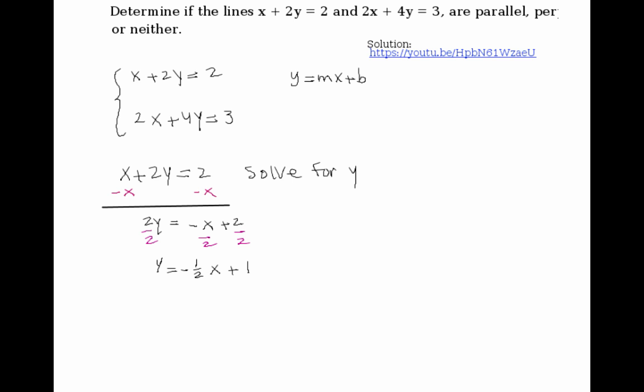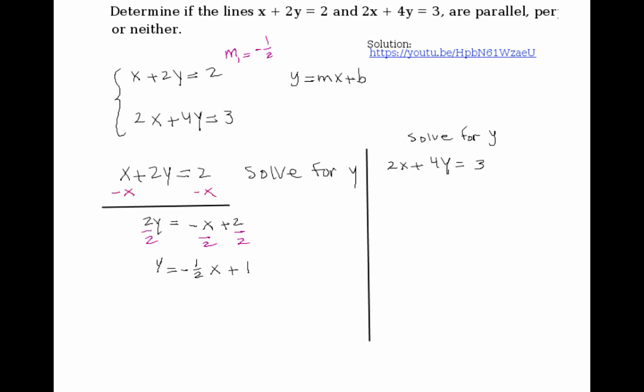So here my conclusion would be the slope of the first line, I'm going to call it m1, must be equal to minus 1 over 2 then. I'm going to do the same exact thing for the second equation and find the slope for the second one. I'm going to write the second equation: 2x plus 4y is equal to 3. And then solve for y. So somebody tell me what's the first step?